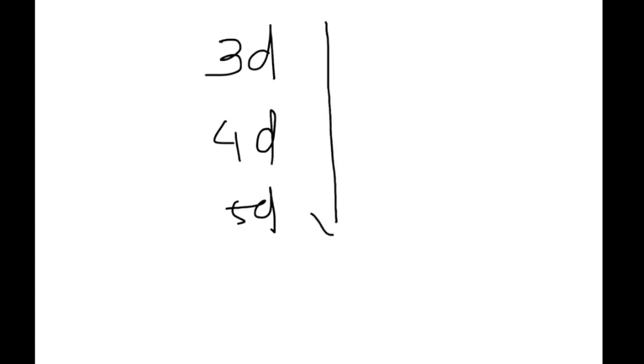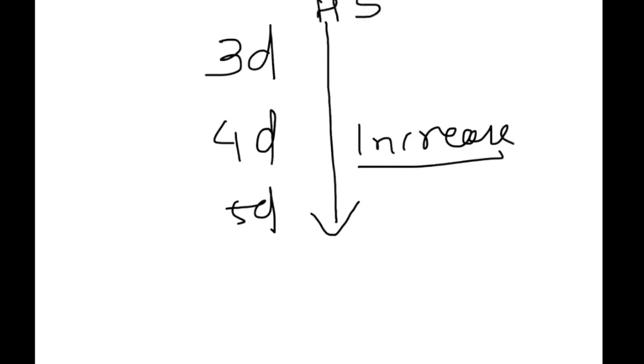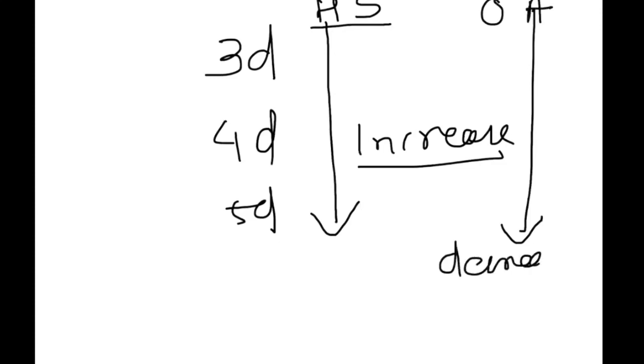Same way, if we compare the 3d series, 4d series, 5d series, the thermal stability of the higher oxidation state increases down the group, so that their oxidizing property decreases down the group.